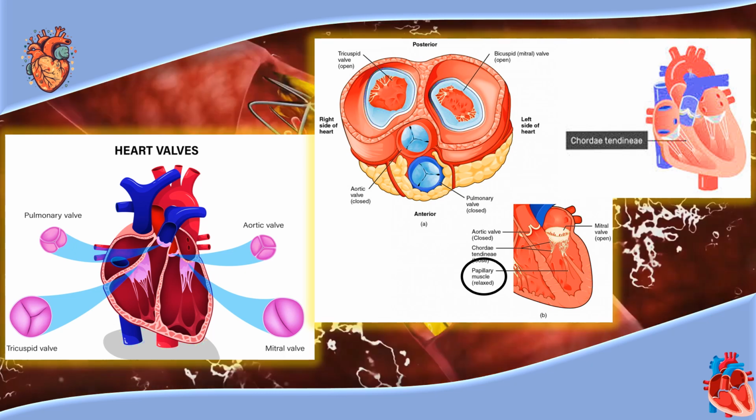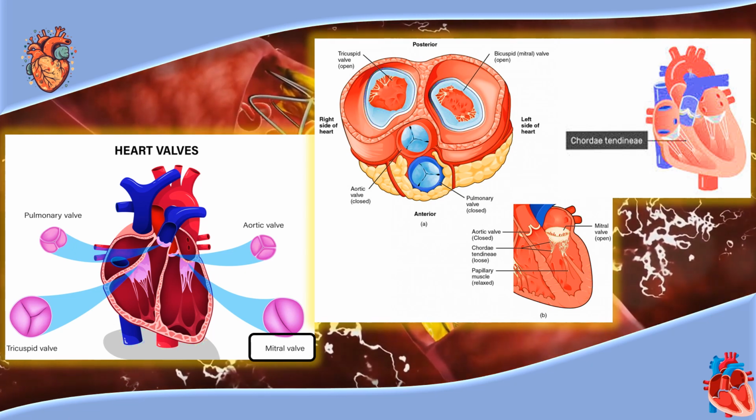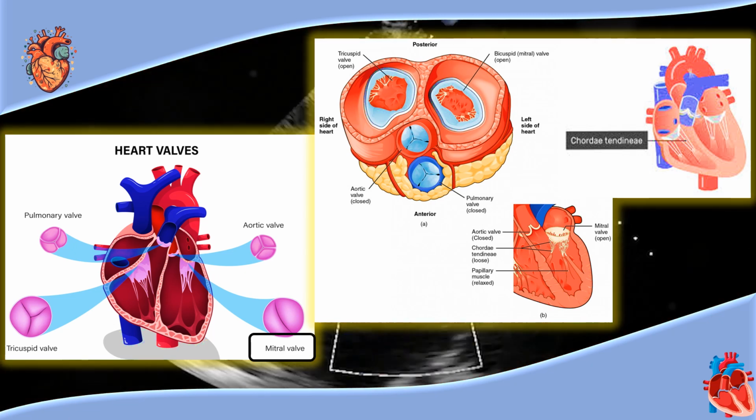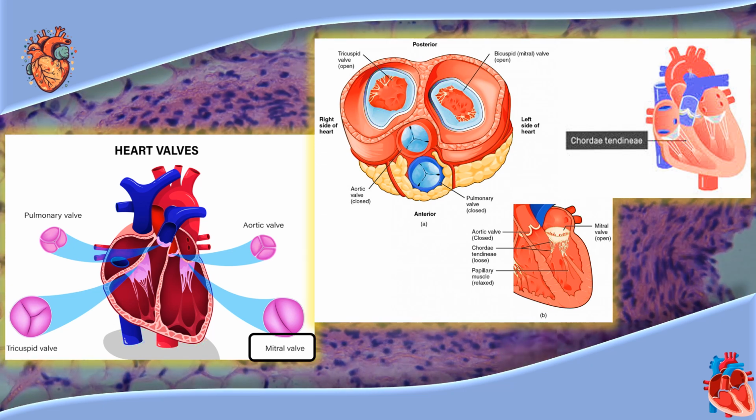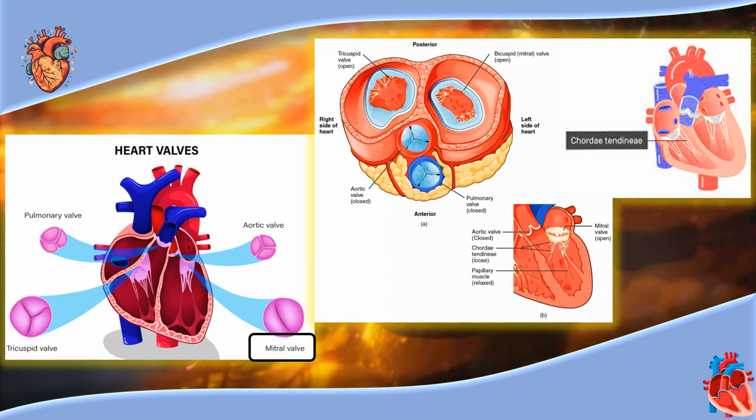Here is the mitral valve or bicuspid valve. It contains 2 flaps and is responsible for the regulation of blood flow from the left ventricle to the aorta. It also ensures one-way blood flow, preventing backflow into the ventricle.